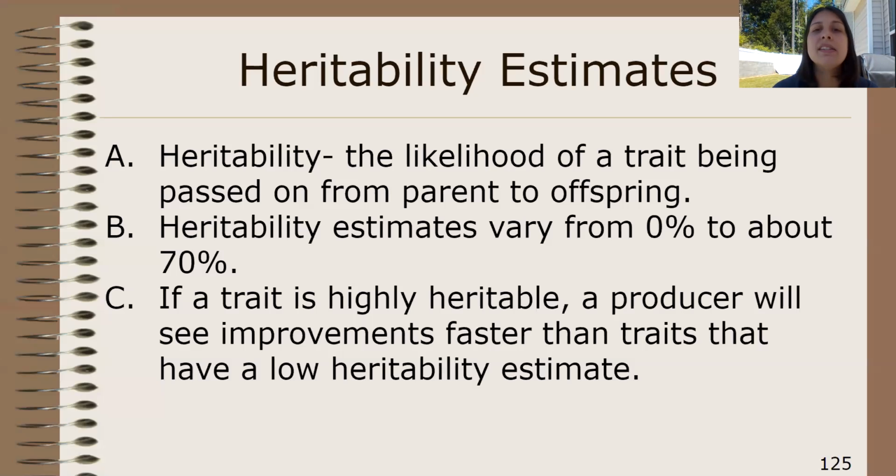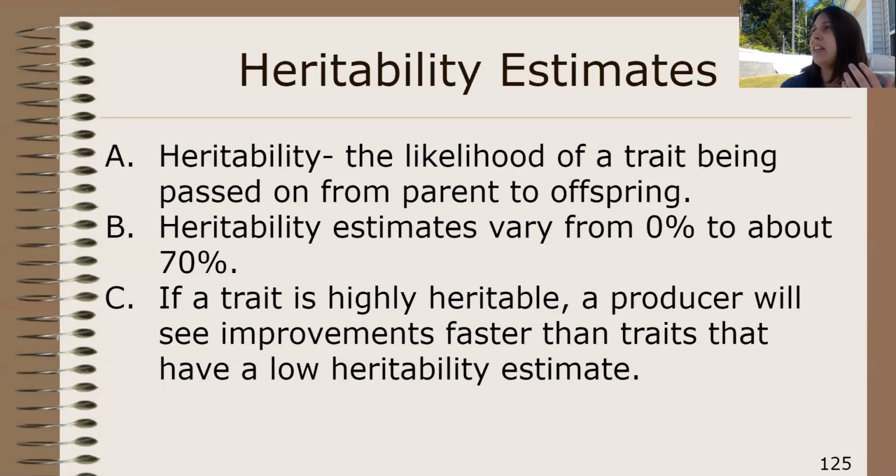So heritability as a definition is the likelihood of a trait that's going to be passed on from the parent to the offspring. So for example, if both of your parents have brown eyes, you have a very high likelihood of being born with brown eyes. That's a trait that has a very high heritability estimate.